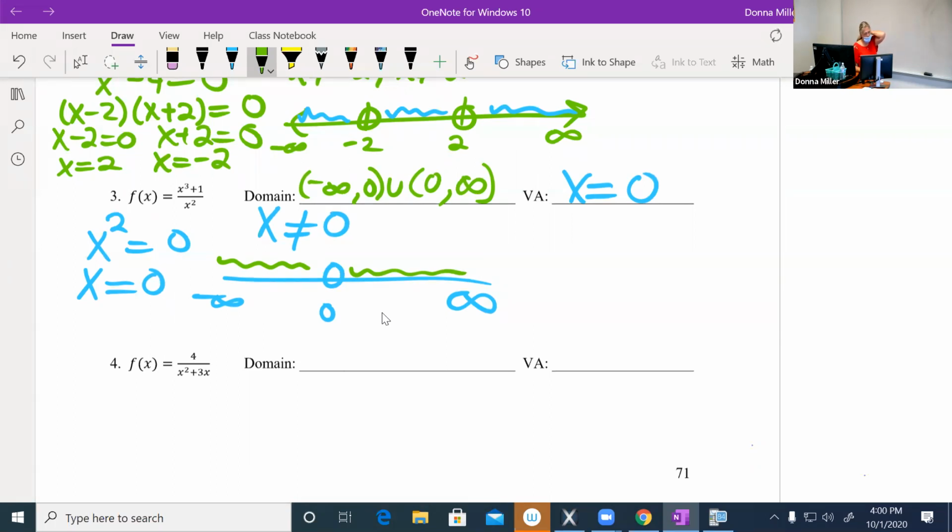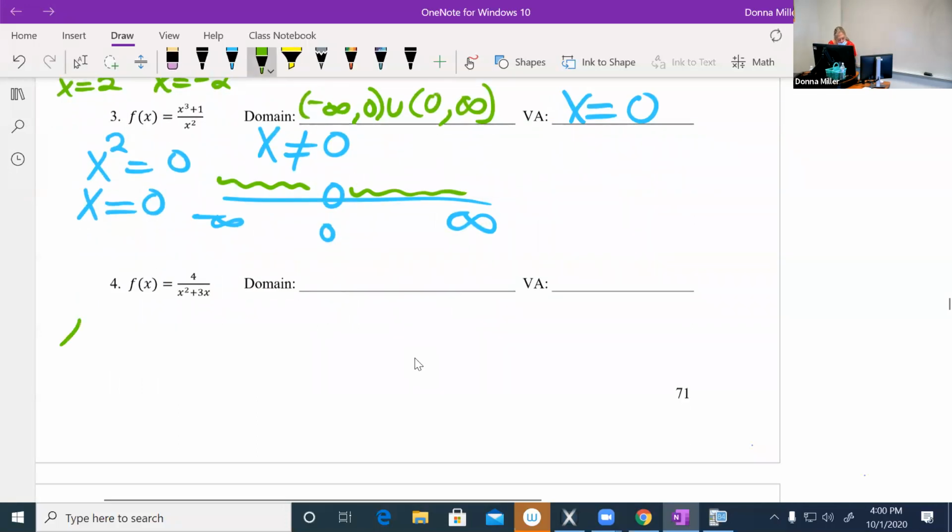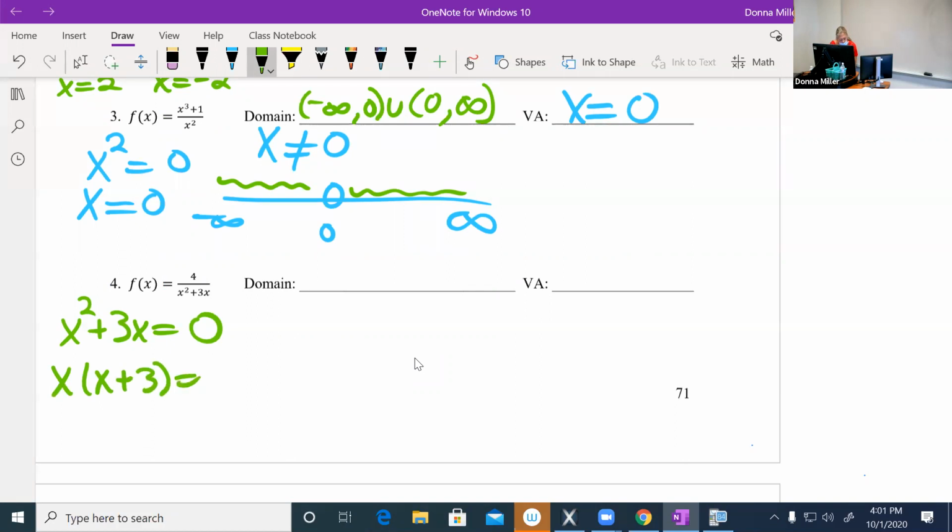See how factoring is coming back to haunt you, right? Factoring is really important. All right, so this next one here, set the bottom to 0. Now I have to factor. How do I factor? Yeah, take out the x, right? That's the common factor. Take out the x, and you're left with x plus 3, right? So I get x equals 0, and then x plus 3 equals 0, and x is negative 3. So those are your vertical asymptotes.